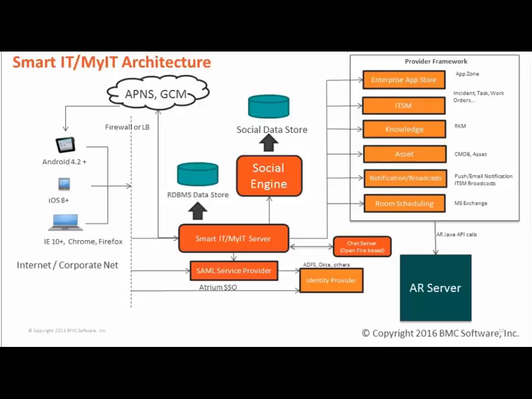Now these plugins or these providers are a means to connect to either internal data stores or external data sources. Now, if you think about Enterprise App Store, it's supposed to connect to an app zone. It's a REST-based client. It's going to connect to an external app zone system that's out there. Whereas ITSM, knowledge, and asset talk to AR server. So these providers primarily call the AR server through the standard AR Java API interfaces.